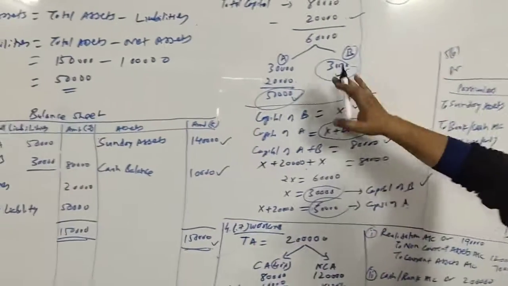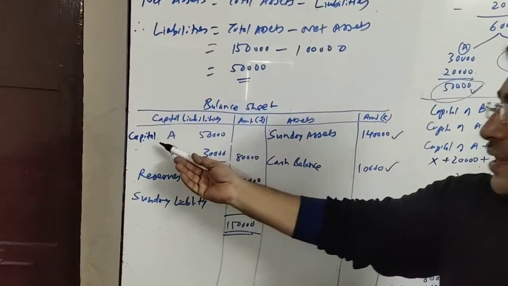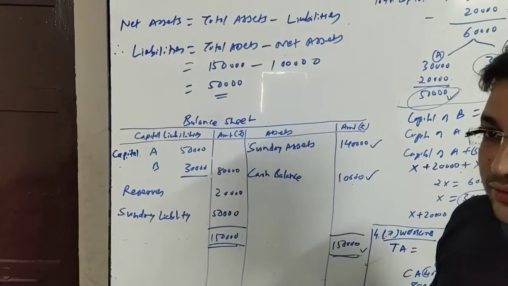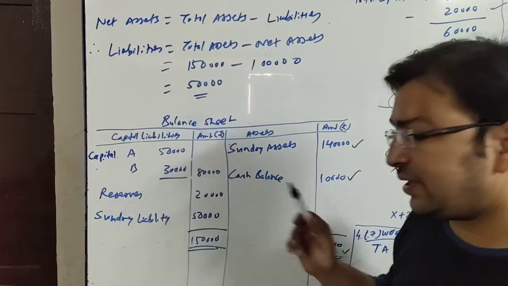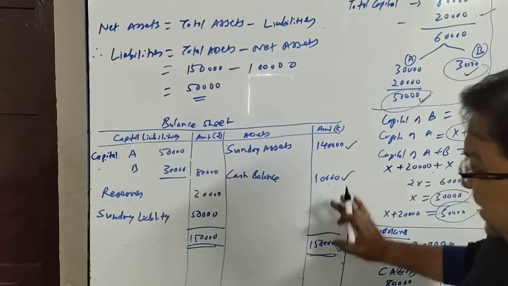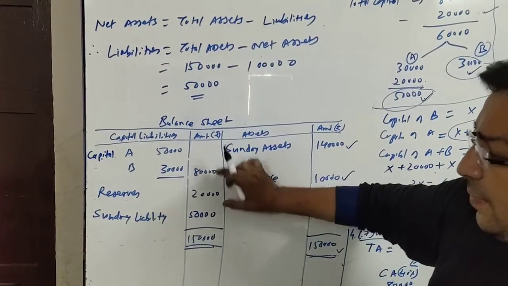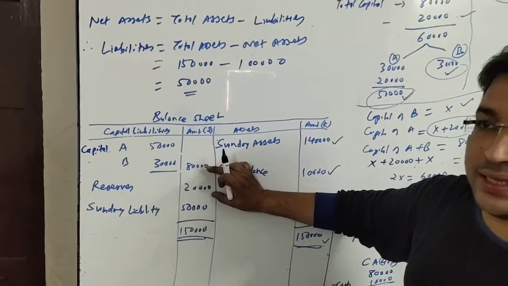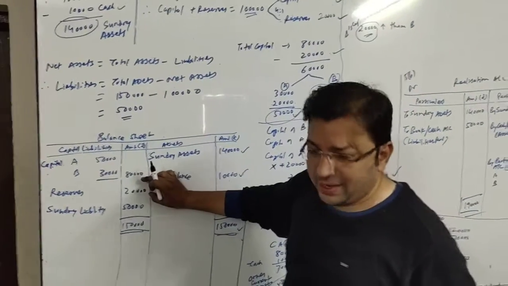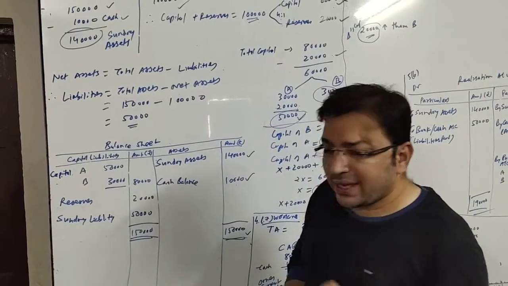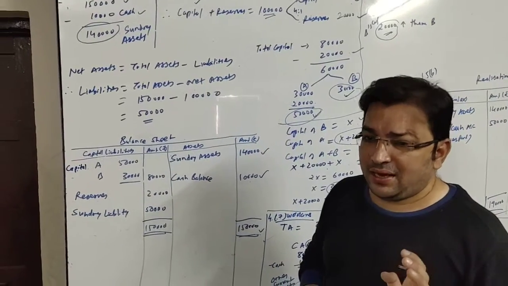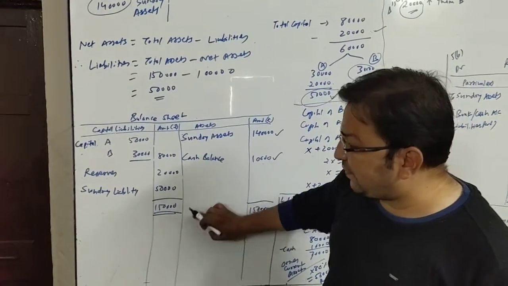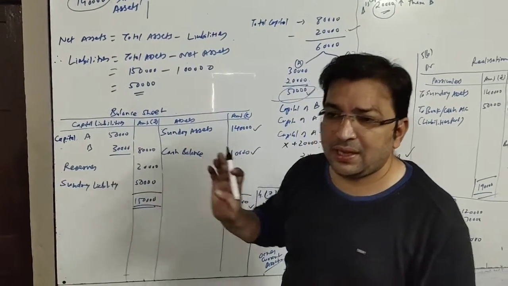So we will be writing capital and reserve at the liability side. Capital of A 50,000, capital of B 30,000, total 80,000, reserves 20,000. Now asset side total is 1,50,000, liability side 2 items we have written. So the remaining amount will be for liability. As I have told you, normally only 3 items we find at the liability side of a balance sheet. One is capital, second is reserves and third is liability. So this total is 1 lakh and this is 1,50,000. The difference will be 50,000, that can be sundry liability.